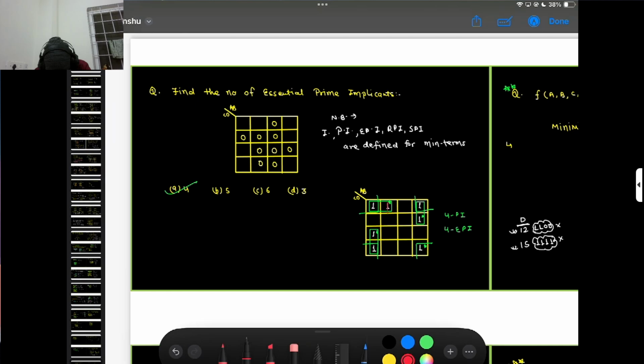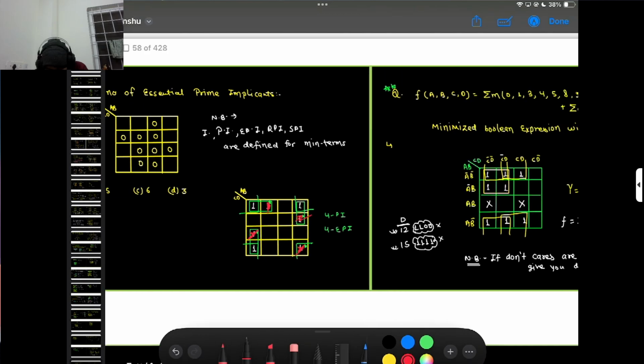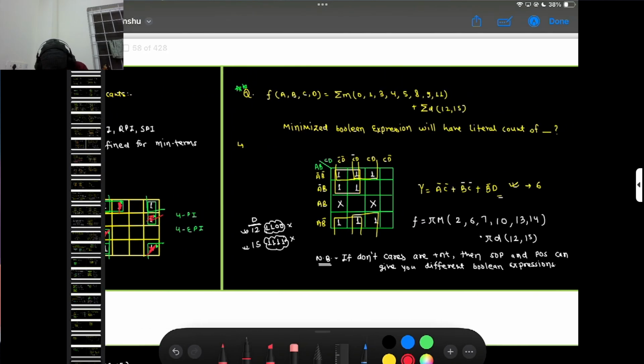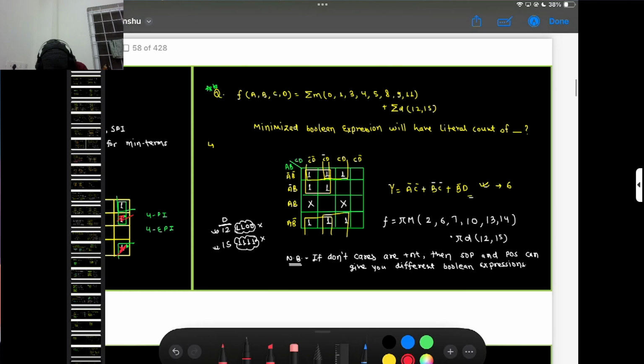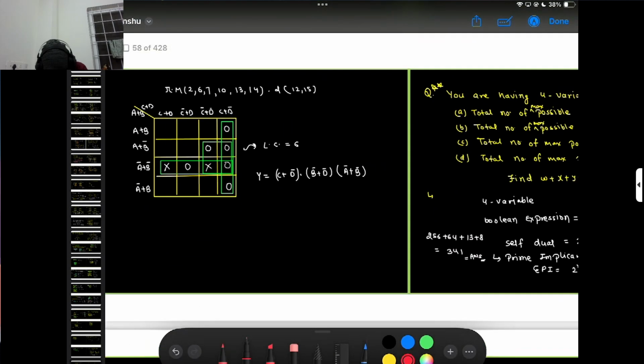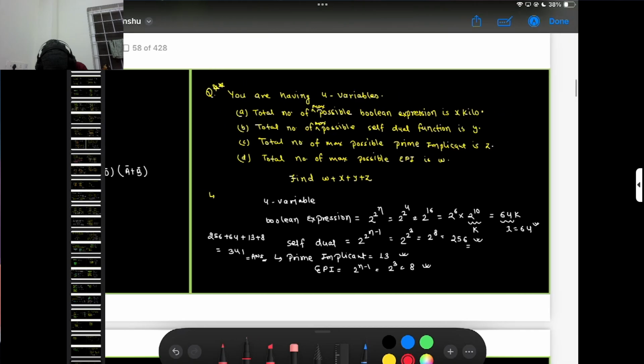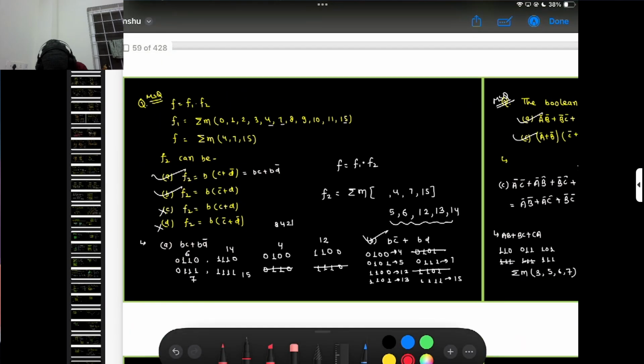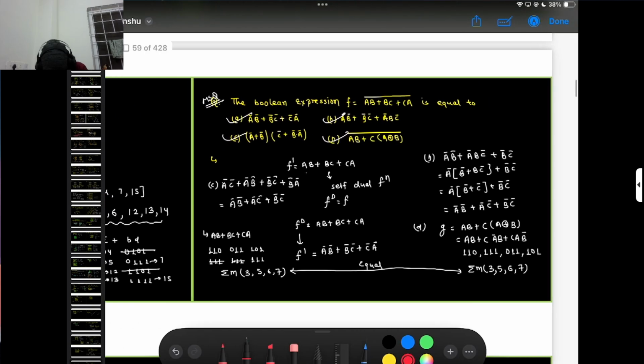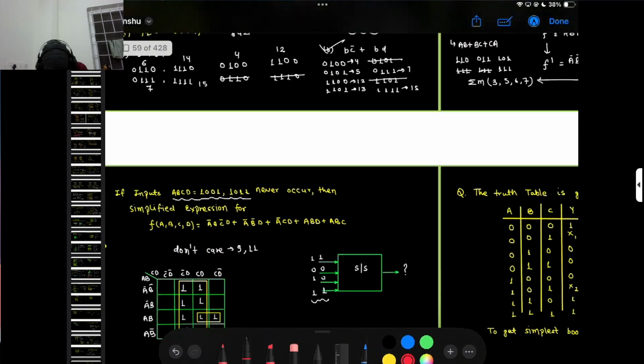So this will not cover, this will not cover, this will not cover, this will not cover, and this will not cover. So there are 4 EPI, 4 PI. Some minimization or something, a boolean expression equal to just like this.